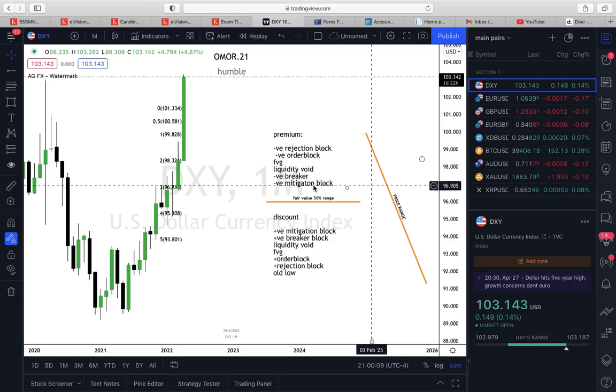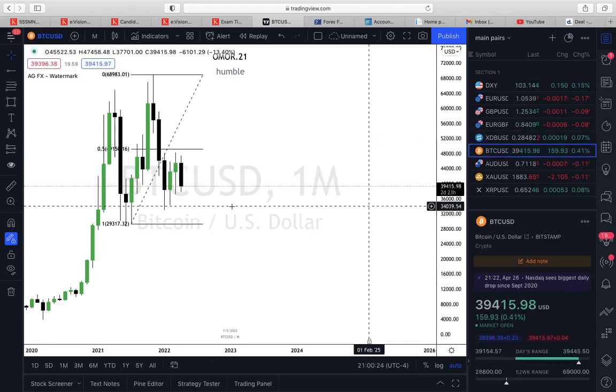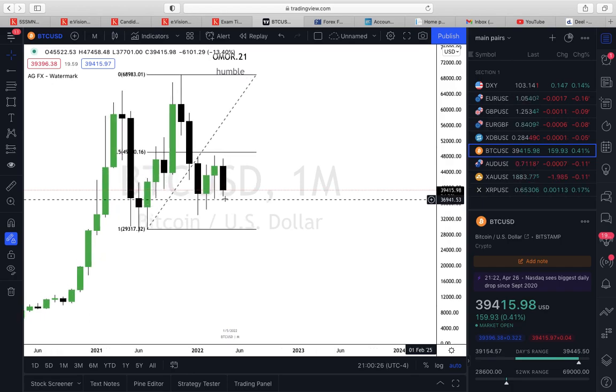It will reject off of it. It doesn't mean it's going to go to the mitigation block and then completely change the trend. The mitigation block is going to offer resistance. It will not just trade through the entire mitigation block, right? I'm sure in Bitcoin, this is what happened on Bitcoin.